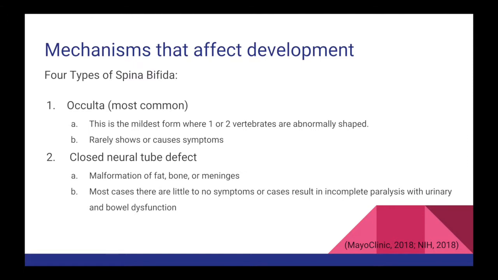The most common type of spina bifida is occulta. Within this type of spina bifida, there is a small gap in the spine, but no opening or sac on the back. The spinal cord and the nerves usually are normal, and there is rarely any display of symptoms. The second type is closed neural tube defect. There is a malformation of fat, bone, or meninges. Again, there are little to no symptoms. However, there are some cases that result in incomplete paralysis with urinary and bowel dysfunction.